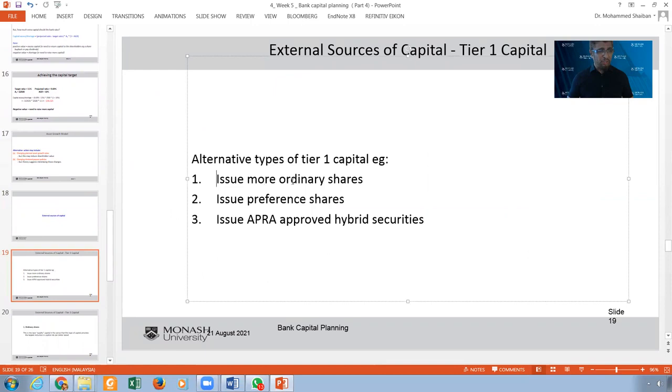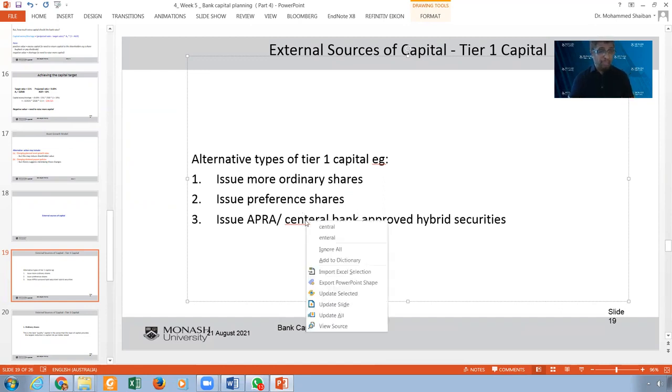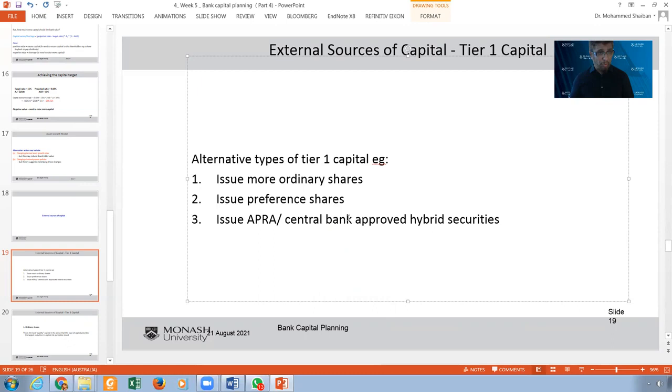If we are talking about capital, we are talking about ordinary shares or preference shares or what we call APRA approved. Now you can even forget it if you are not aware of what I mean by APRA approved. You can talk about central bank or regulator approved hybrid securities. This is the Australian regulator. So we can talk about the hybrid security.